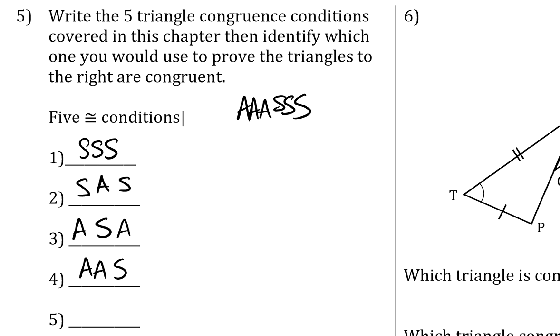And then the final thing that we have is that if you have right triangles and you have a pair of congruent hypotenuses and a pair of congruent corresponding legs, then the triangles are congruent by HL. So those are our five congruence conditions for triangles.